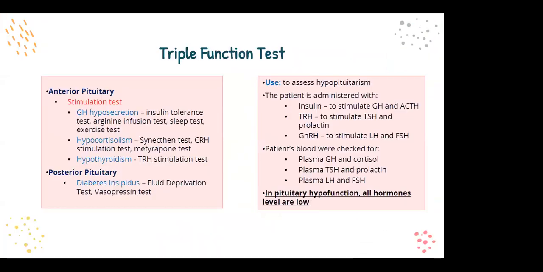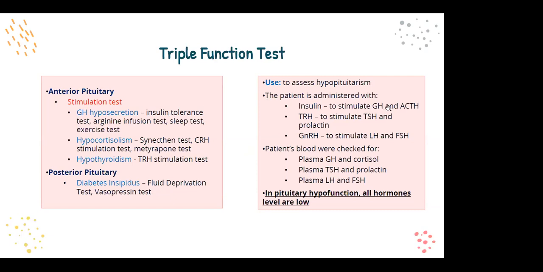To assess hypopituitarism, we can use the triple function test. Triple function test is used to assess hypopituitarism. For the anterior pituitary, we can do stimulation tests when there is growth hormone hyposecretion, hypocortisolism, and also hypothyroidism. This is the list of tests that you can do: insulin tolerance test, arginine infusion test, and so on. And for the posterior pituitary, we can test for diabetes insipidus, which is the fluid deprivation test and also the vasopressin test.